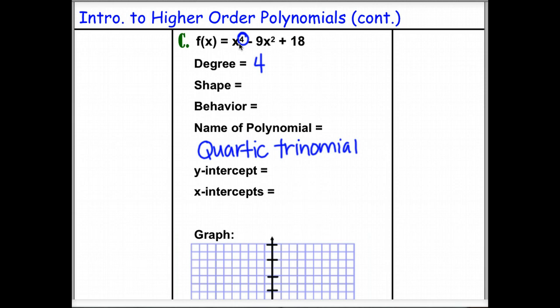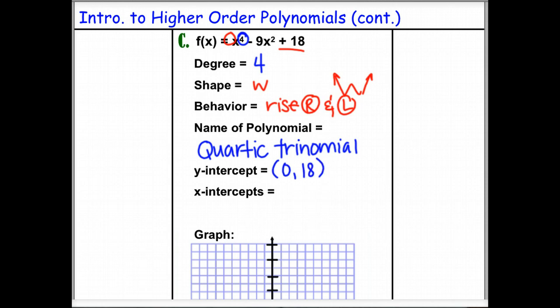The shape, if it is 4, then that is going to be either a W or an M. Because the sign in front of the x to the fourth is positive, that means that it is W-shaped because it opens up like you would if it were a positive x squared with a parabola. That means that it is going to rise right and left because a W rises to the right and rises to the left. My y-intercept is my c value, which means that my y-intercept is 0, 18.